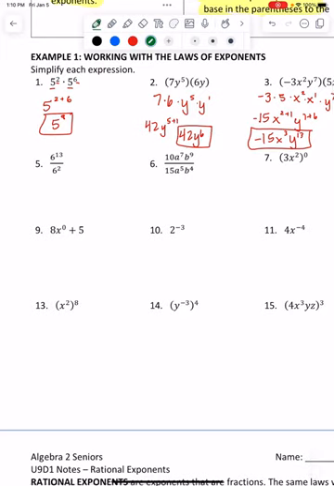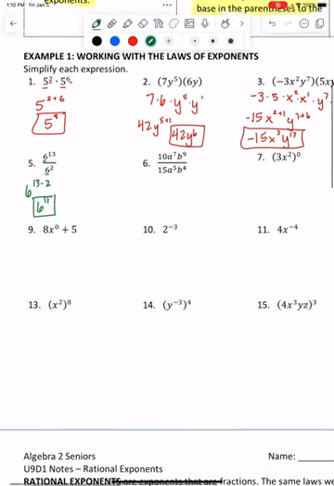More division here. 6 to the 13th divided by 6 squared. Again, both of these are the same base. They're base 6. So that just means we're going to take 6, and then we're dividing, so we're going to subtract those exponents. 6 to the 11th.